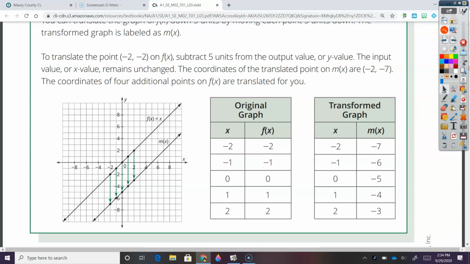So if I'm moving down my y-axis, then I'm going to change my y values. If I go up my y-axis, I'm going to add to my y values. If I go down, I'm going to subtract from my y values.